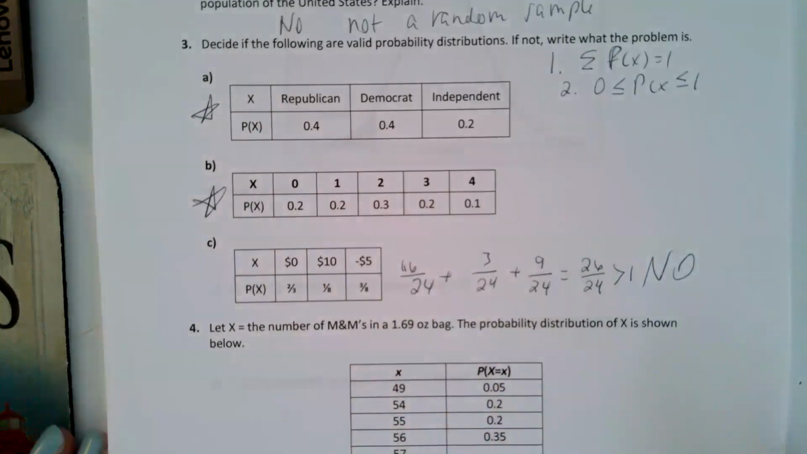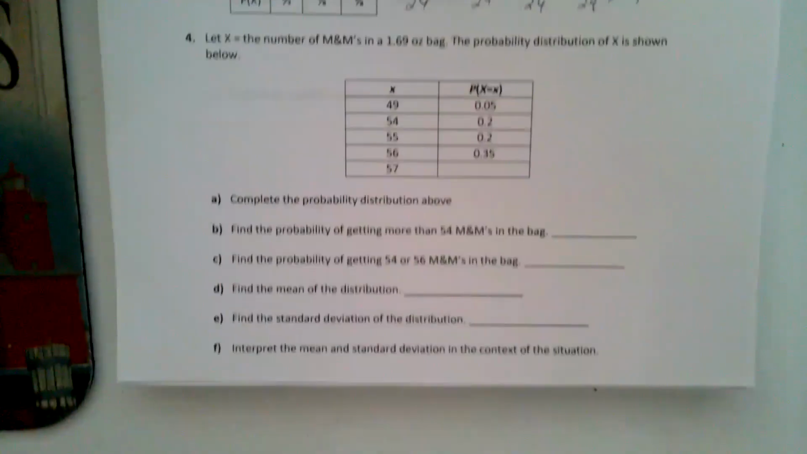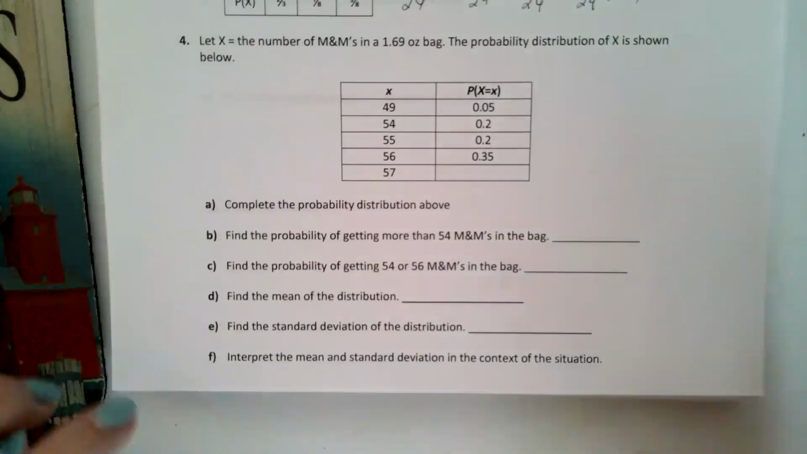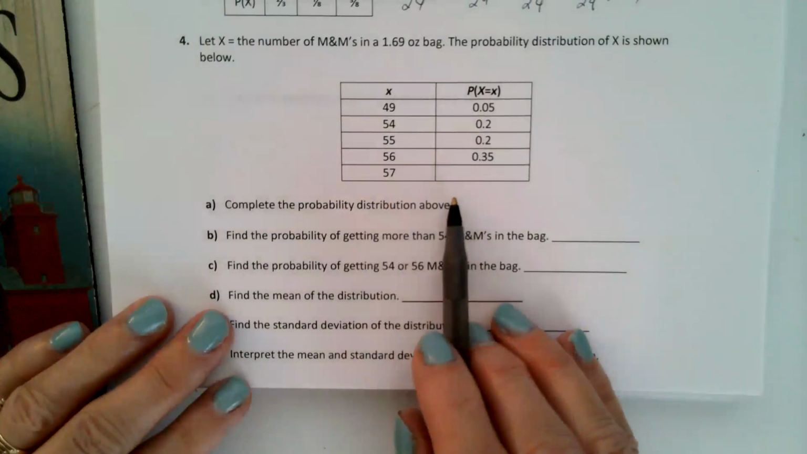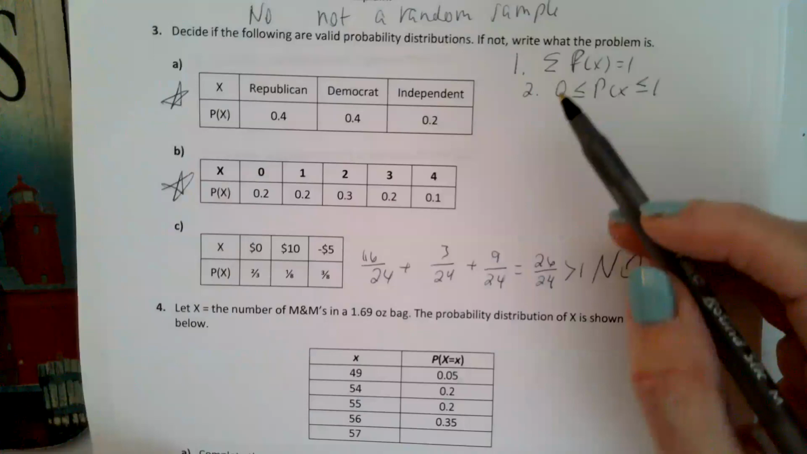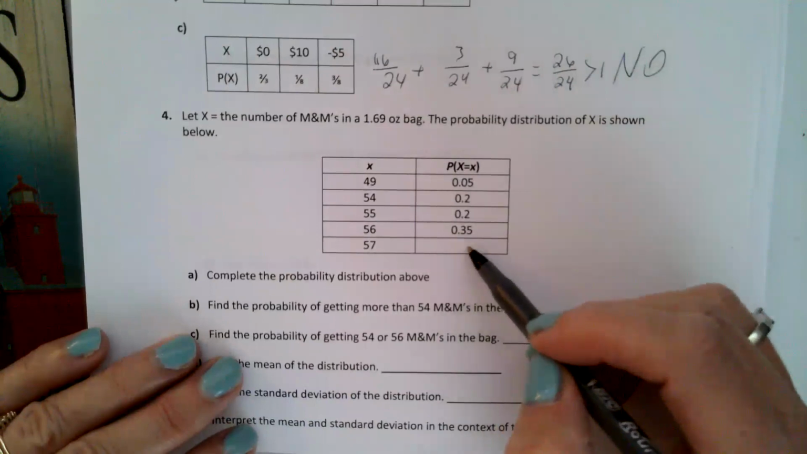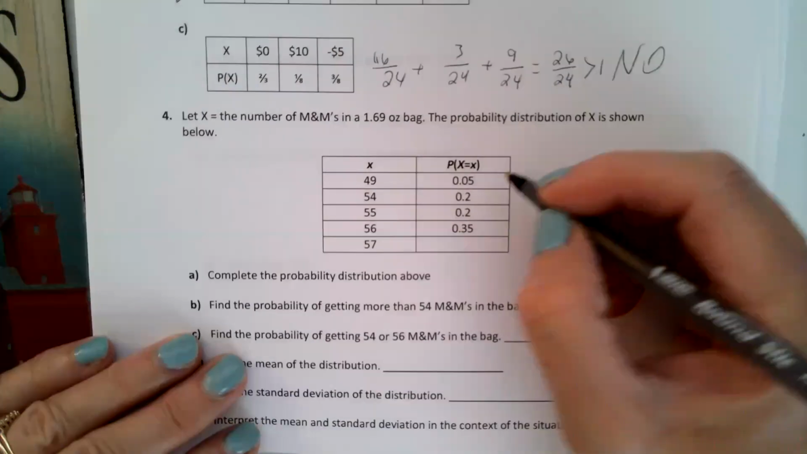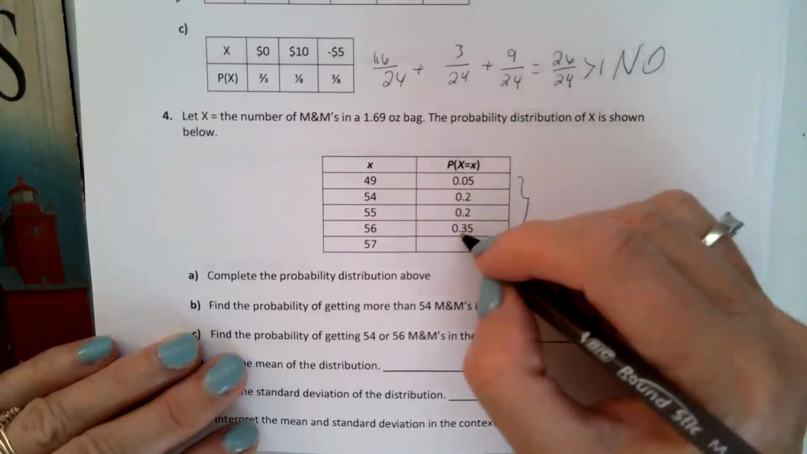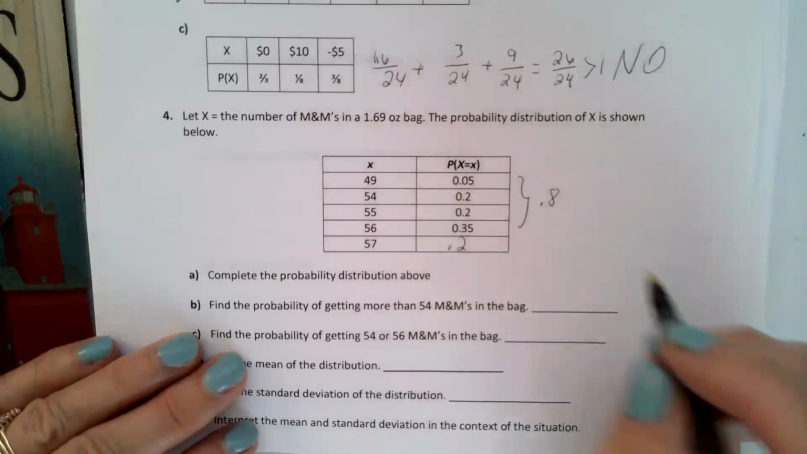Okay. Let's look at question number 4. It says, let X be the number of M&Ms in a 1.69 ounce bag. The probability distribution of X is shown below. Complete the probability distribution above. Because of the rules that we stated up above, the probabilities have to equal 1. We know that whatever this missing space is has to complete to make 1. So right now we have 0.45 and 0.35 is 0.8. So this must be 0.2.